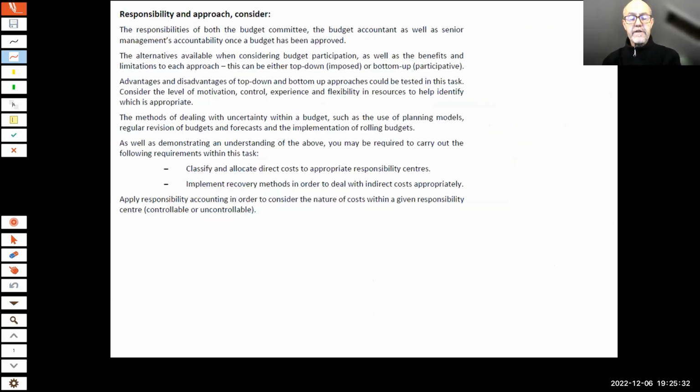Responsibility and approach, things to consider. Responsibilities of, and not every business will have all of these because it really does depend a bit on the size of the business now. So we may have a budget committee, a budget accountant, and then senior management's accountability once the budget has been approved, because senior management's job is to achieve the budget.